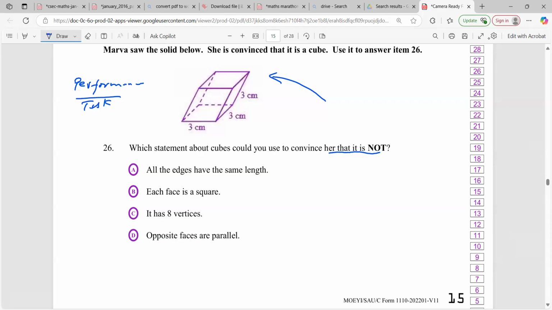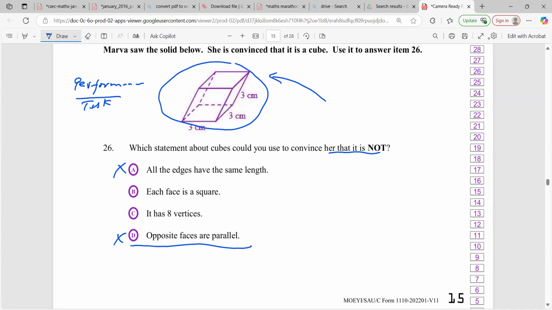But you say which statement? Isn't that a characteristic of a cube? All the sides must be square, right? But it's what it is saying now, guys. Look at this and say why this is not a cube. Which statement about a cube could be used to convince her that this is not one of them? Sir, opposite faces are parallel. All right, so you don't think the opposite faces of a cube should be parallel? Sir, that's my answer.